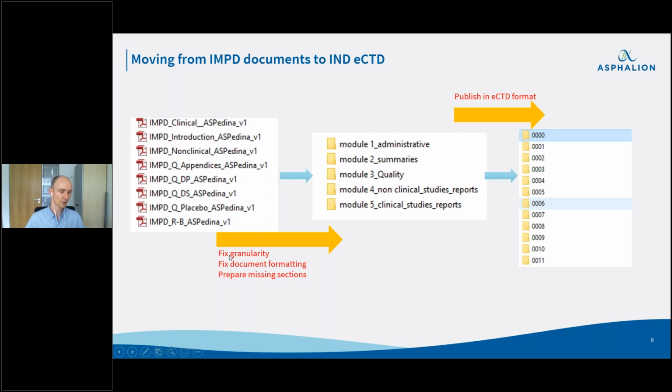You need to break these down, and importantly, you need to fix the document formatting. And FDA in the United States is very picky about document formatting, and then also how it is included in the eCTD. So one of the main reasons why an eCTD is rejected is because of document format issues. And logically, you have to prepare also the missing sections, just like I mentioned before, 2.6, 2.7, module 3, 4, 5, etc. And then you publish it in eCTD format and you submit it by the gateway to FDA.